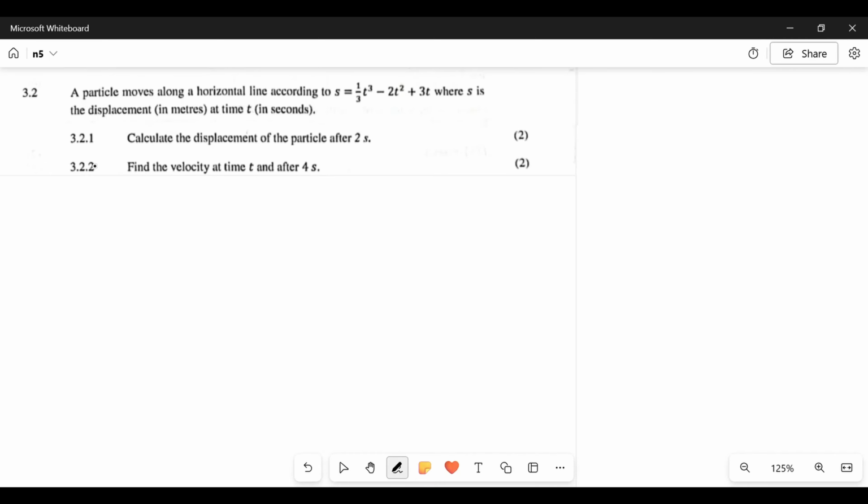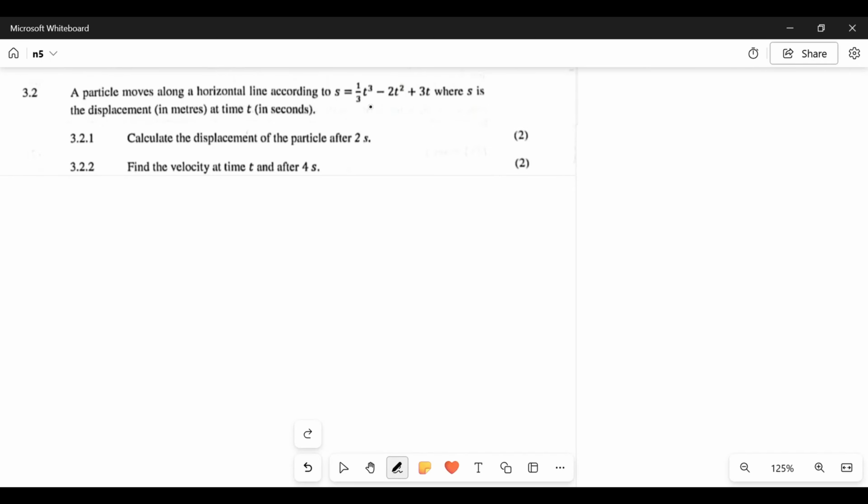All right, 3.2.2. Let's read the question. The question says find the velocity at time t and after 4 seconds. So basically what they want here is for us to find velocity. How do you find the velocity in a formula like this one? Remember, we have to use this formula through and through.